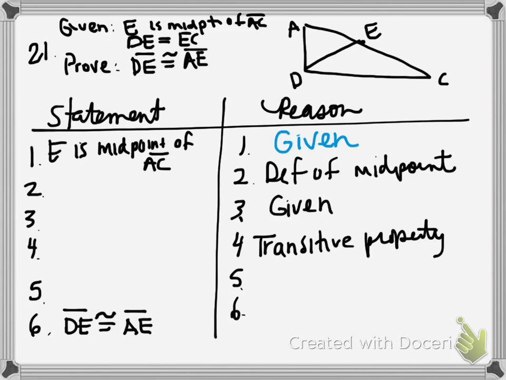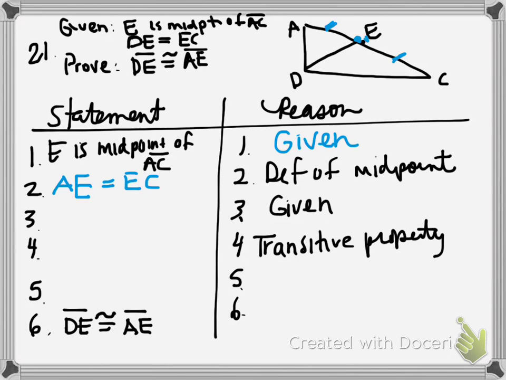And sometimes we do that because we want to say something about each given. So E is the midpoint of AC. If I look at my picture, here's the midpoint. What do we know about midpoint? Well, we know that it cuts the segment in half, so AE and EC are the same measurement. So we could say that next, by definition of midpoint, AE is equal to EC.